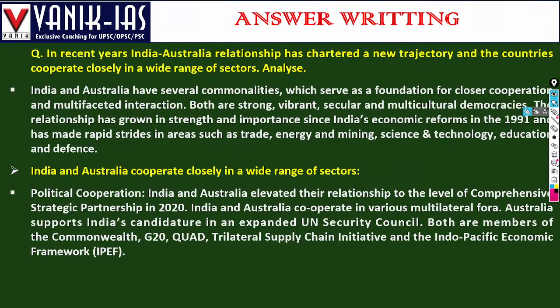Then come to the question. In recent years, the India-Australia relationship has charted a new trajectory, and the countries cooperate closely in a wide range of sectors. Analyze. This is a question regarding Indian foreign policy, regarding India-Australia relations. Okay. So India and Australia have several commonalities, which serve as a foundation for closer cooperation and multifaceted interaction. Both are strong, vibrant, secular, and multicultural democracies.